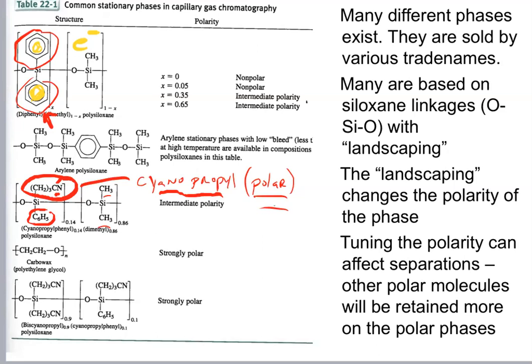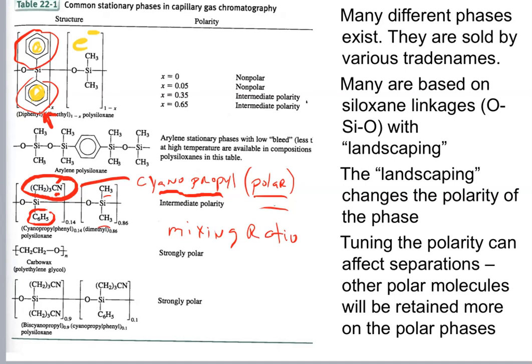But in addition to changing the groups, we can also just change the mixing ratio. In other words, we can change the percentages of the side groups of these landscape groups from 100% methyl all the way to 100% cyanopropyl if we want to. We can make them all methyl, we can make them all cyanopropyl, we can make them all phenyl, and then anywhere in between. So there's a lot of tunability, isn't there, with respect to these GC stationary phases.